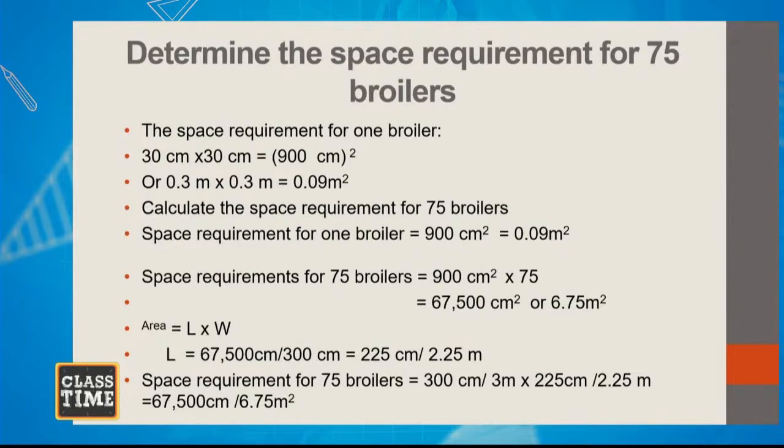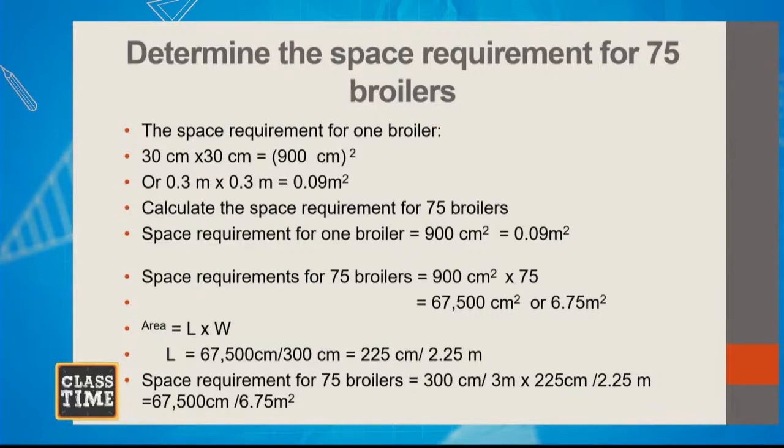And so when you go back to do the maths, 300 multiplied by the 225 centimeters is going to give us back the area of 67,500 centimeters square. That would have been the space requirement that we're going to need for 75 broilers. You can now work it out at home for any amount of broilers you want to raise.